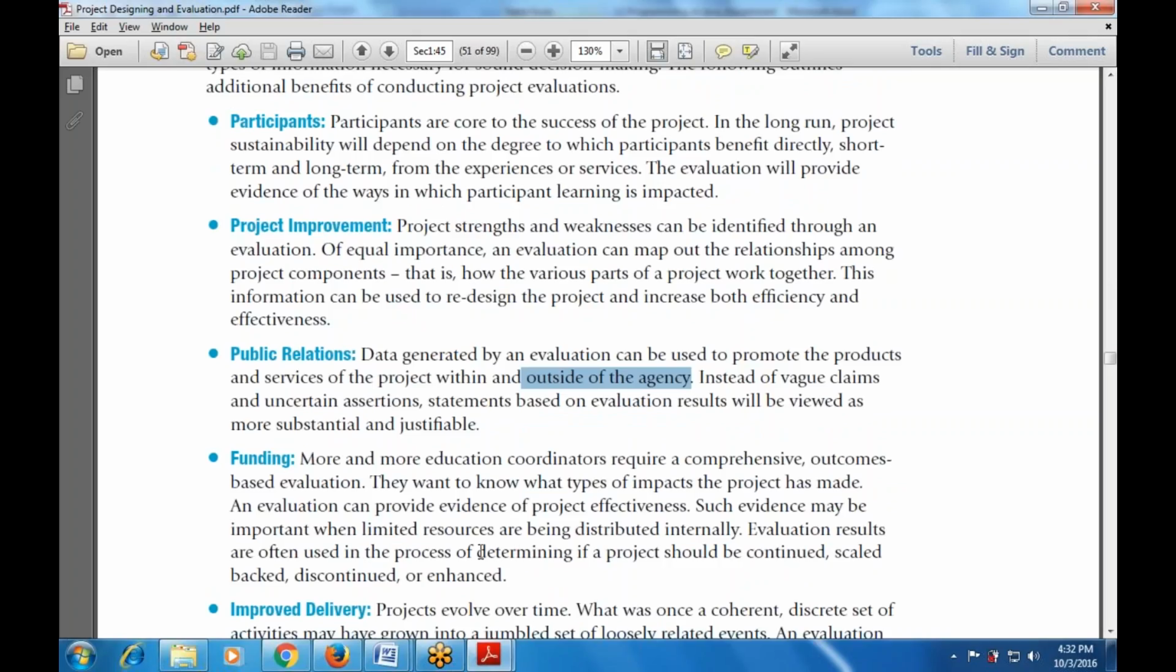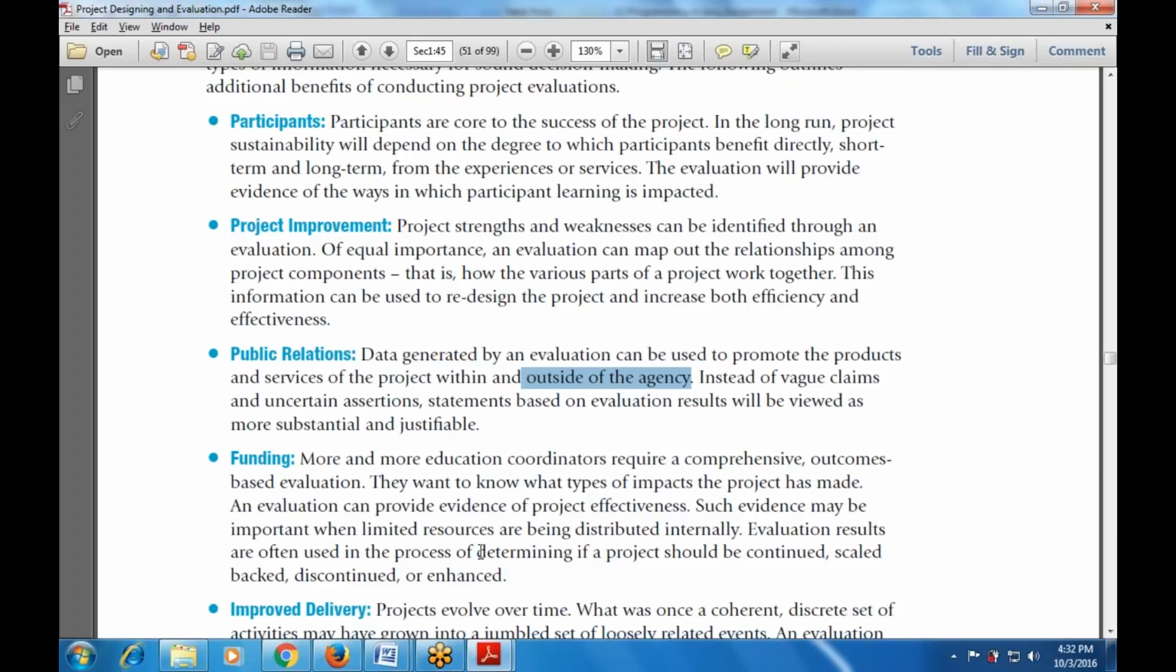So instead of vague claims and uncertain assertions, statements based on the evaluation result will be viewed as most reasonable, most substantial and justifiable. So that can be used with the target resource. Then the next one is the funding. So one is the participant, then project improvement, public relations.